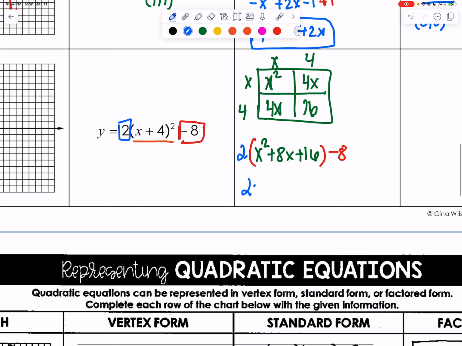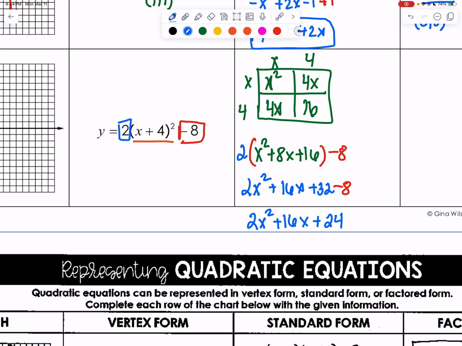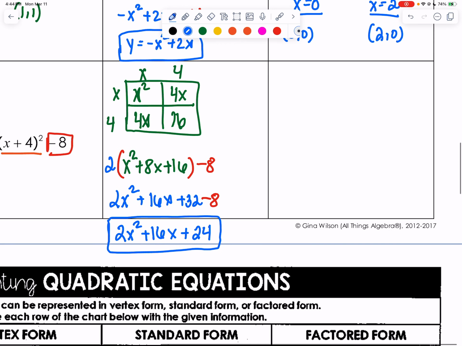So we are doing 2x squared plus 16x plus 32 minus 8. Simplify everything now. So 2x squared plus 16x plus 24. And that's going to give me my standard form for this problem right here. Well, to get factored form, we are going to have to use the box method.